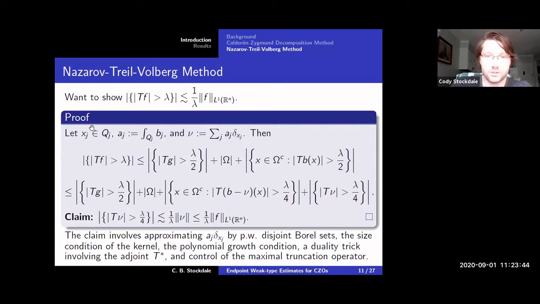But the point of this proof is you can do a direct decomposition of your L1 function f and reduce to the case where you're applying T to a bunch of point masses. So you reduce to a bunch of point masses. That's the key of their proof.